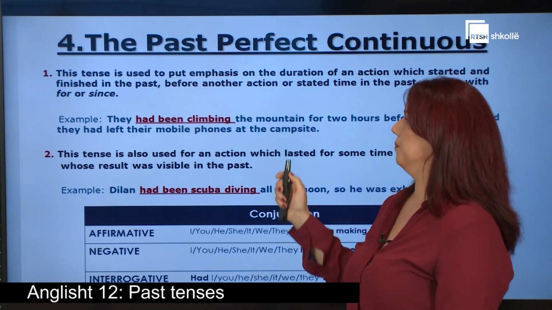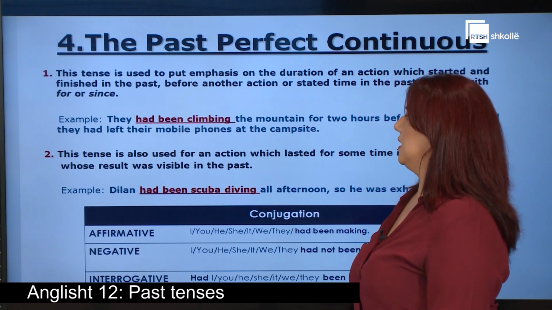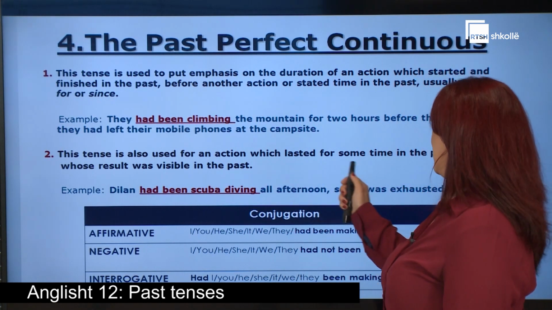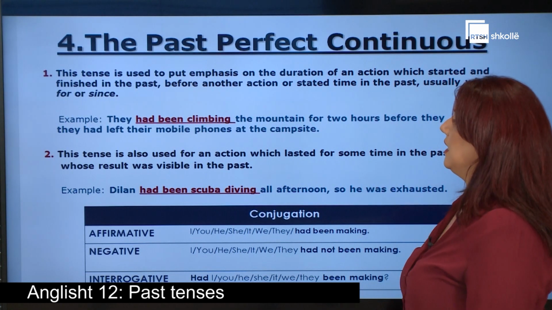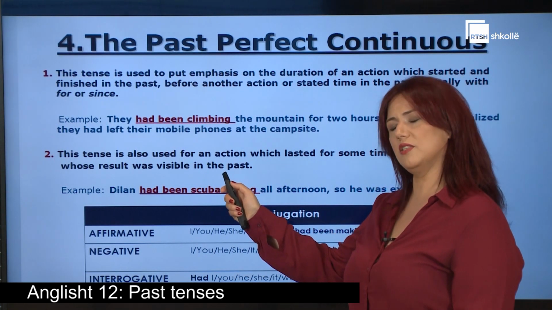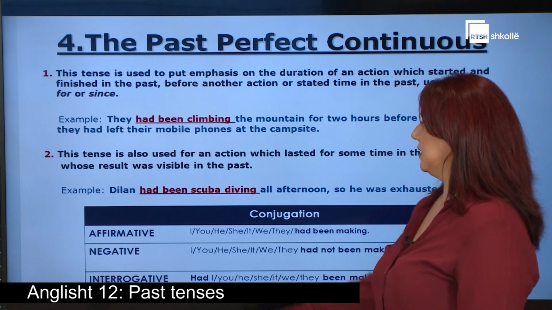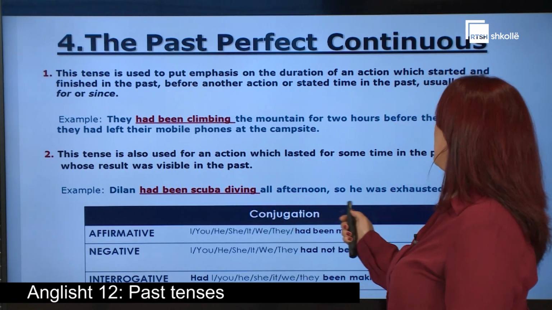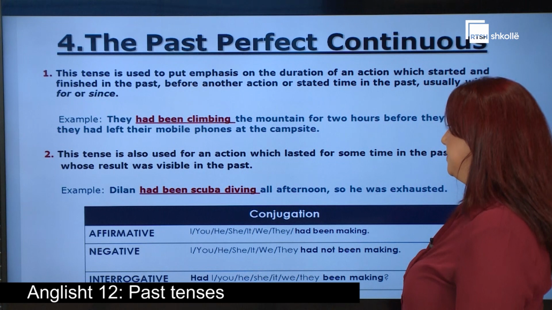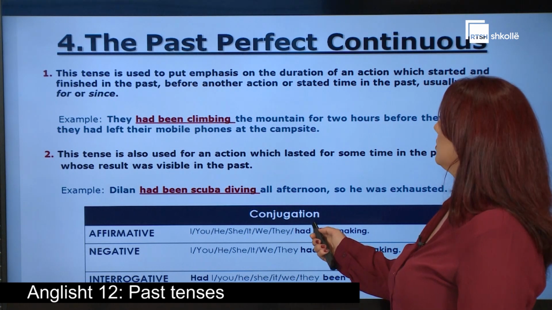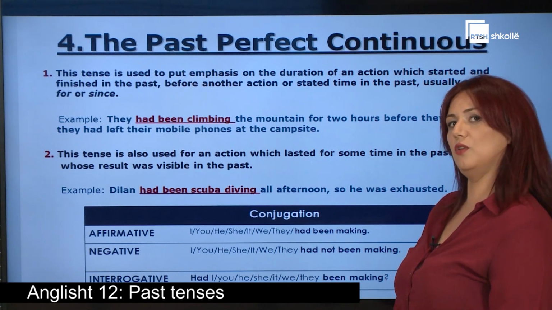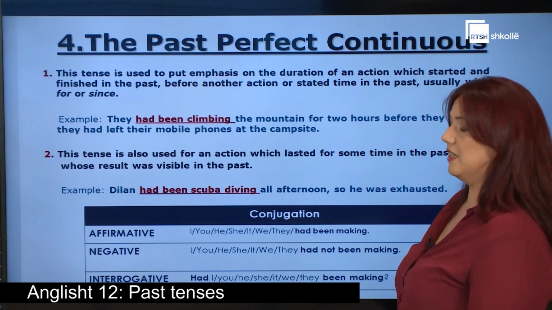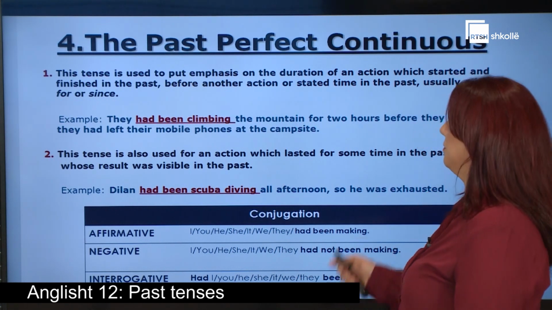at the campsite. The second use is for an action which lasted for some time in the past and whose result was visible also in the past. For example, Dylan had been scuba diving all afternoon, so he was exhausted. And you have also the conjugation table in the three forms, affirmative, negative, and interrogative.